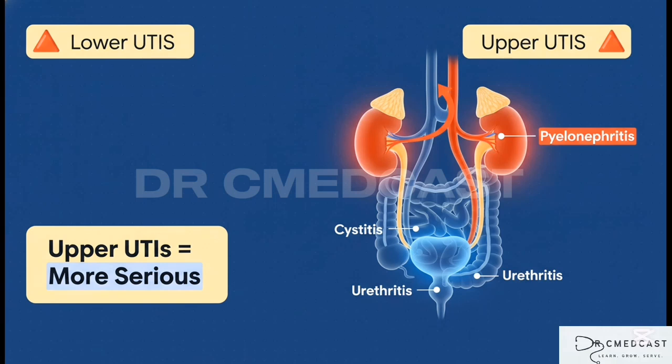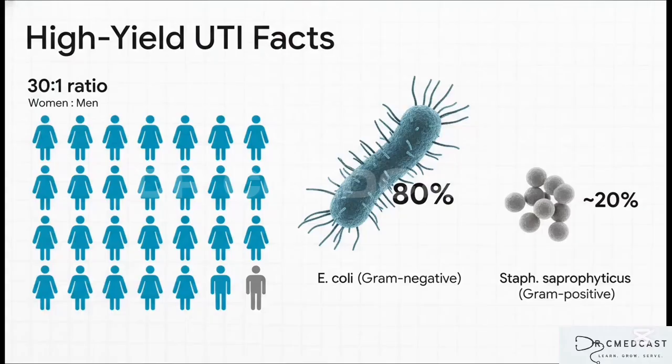But when that infection decides to travel up to the kidneys, we're suddenly dealing with an upper UTI, also known as pyelonephritis. And this is a critical distinction to make because upper UTIs are always considered more serious and require much more aggressive treatment. Here are some key high-yield facts you just have to know.